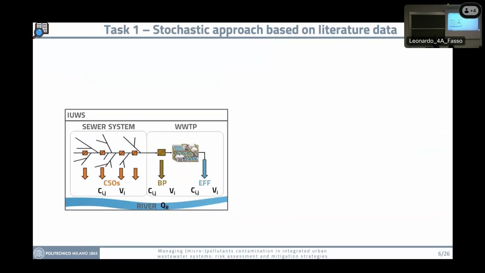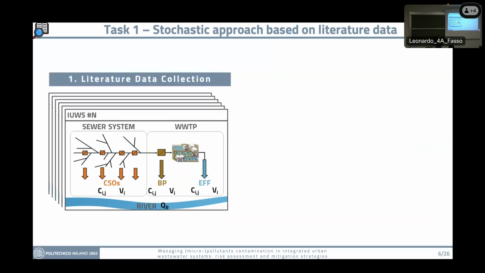So this is the system that I just described to you. We have the sewer system with the CSOs, which are many, and then we have the bypass and the treatment plant with the effluent. And we wanted to know for each of them the concentrations that they discharge and the volume that they discharge. And also we wanted to know the flow rate of the river in order to calculate the risk and also take into consideration the dilution factor.